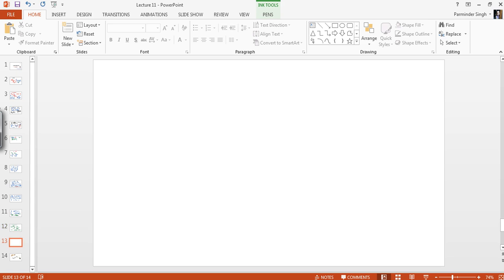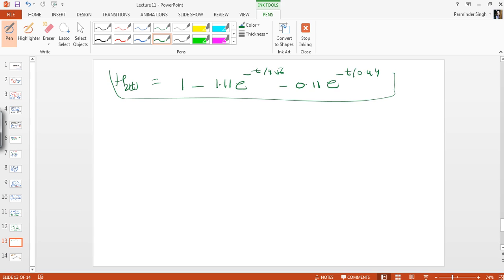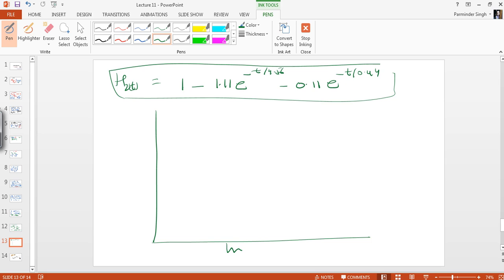And finally your H2T comes out to be 1 minus 1.11 e to the minus t by 4.56 minus 0.11 e to the minus t by 0.44. Clear? That was H2T. Now if you plot this, this is your time and that's your response, so it comes out to be something like this. So this is your interacting system.